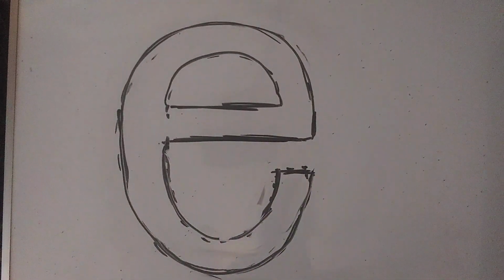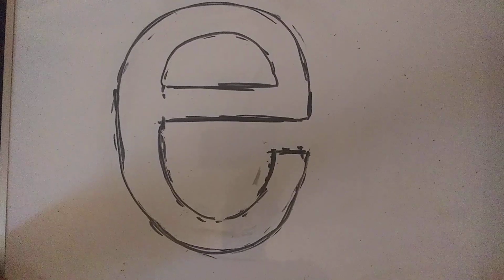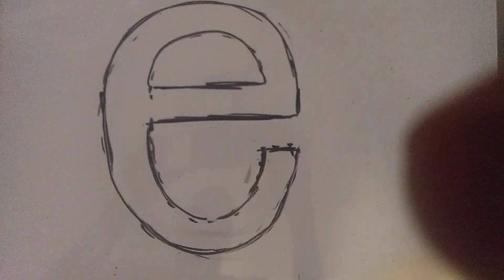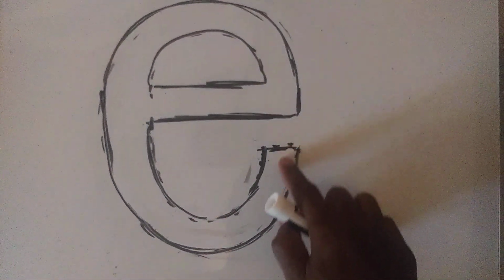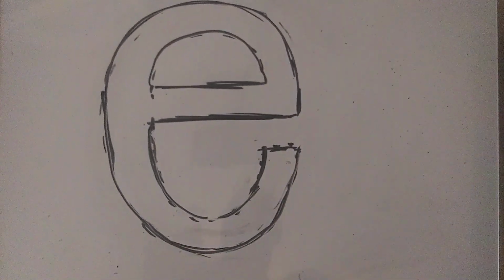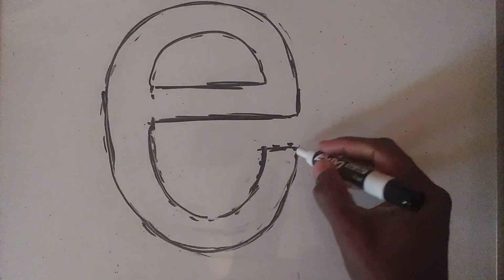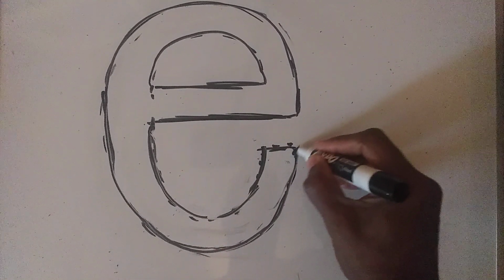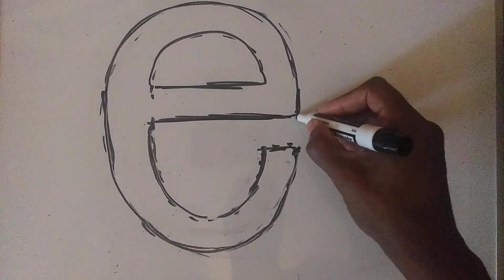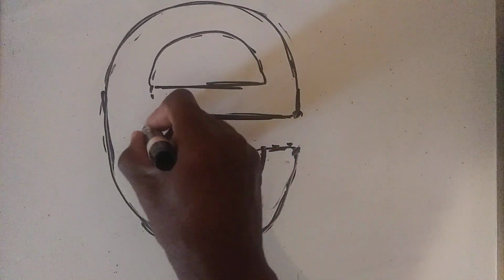Okay, let's go ahead and see if we can 3D this letter E. Okay, let me just readjust the camera here and let's get started. Let's go ahead and find our points where we're going to be 3Ding from. We'll be 3Ding from that point. We will be 3Ding from that point and that point as well.